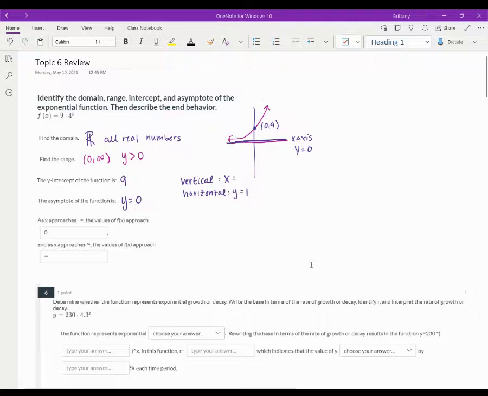In end behavior, as x approaches negative infinity, or as we travel to the left on the graph, f of x or y approaches what? As I look at my graph and I travel to the left, my y values are just getting closer and closer to 0. As x approaches positive infinity, which means as it's moving to the right, my values get bigger and bigger and go up to positive infinity.